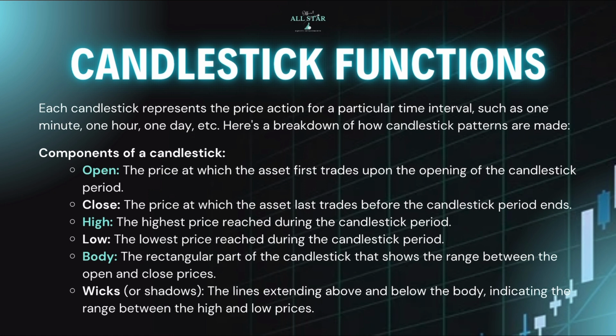The body is going to be the rectangular part of the candlestick. And this shows the range between the open and the close prices. Now the wicks are also known as the shadows. These are the extended lines above and below the body. And this just shows the range between the high and the low prices.